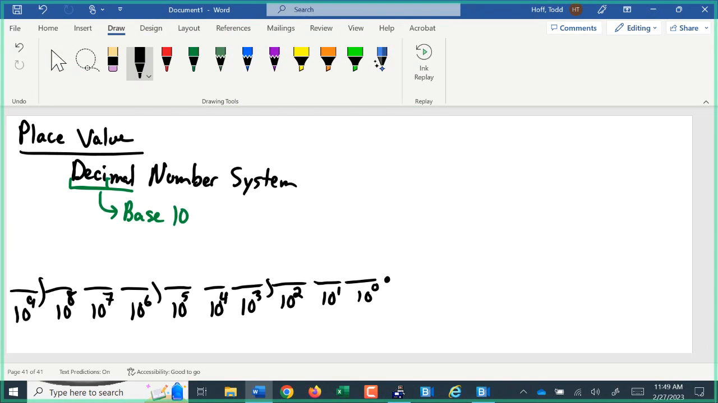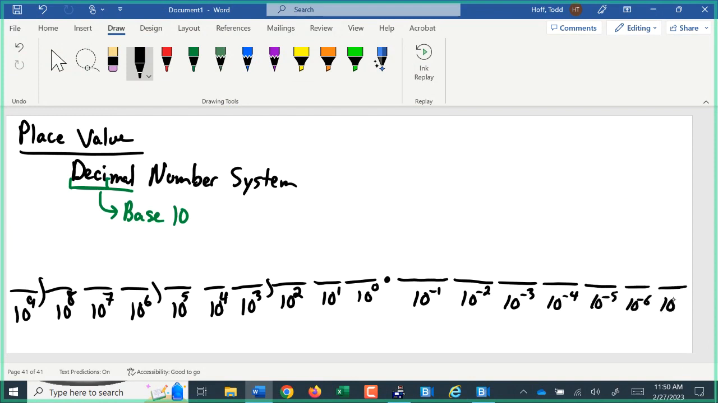And we can continue to do so going to the right. We know this is the 1/10, or 10 to the negative 1. 1/100th, or 10 to the negative 2. 1/1000th, or 10 to the negative 3. 1/10,000th, or 10 to the negative 4. And we can keep counting going off to the right. So our place values are just powers of 10.